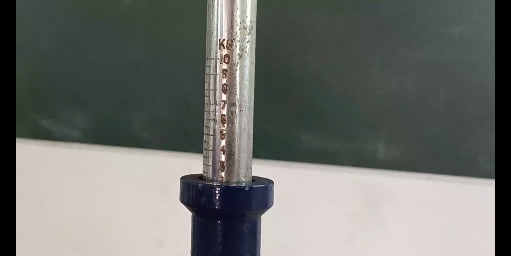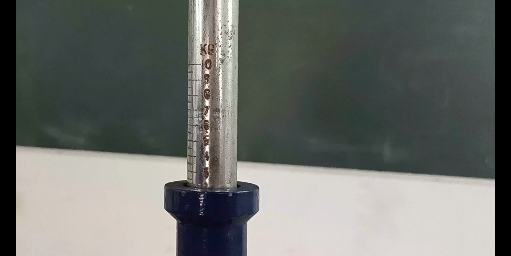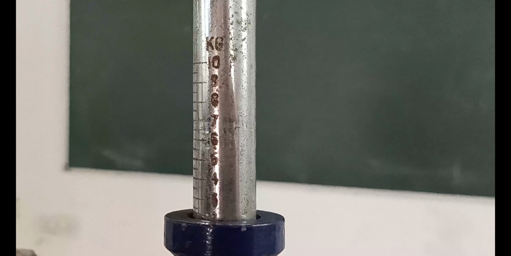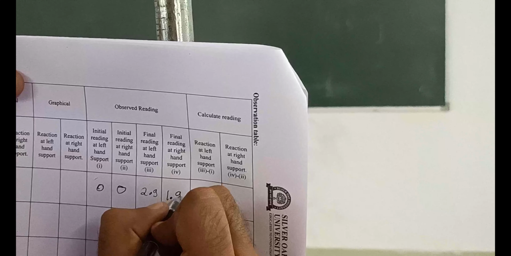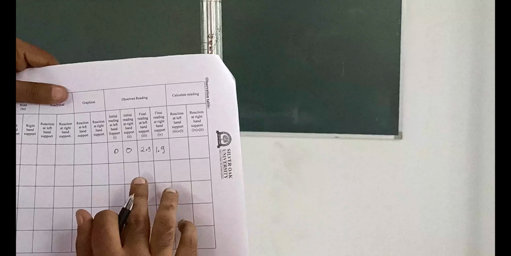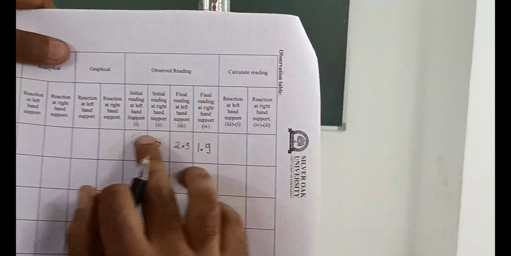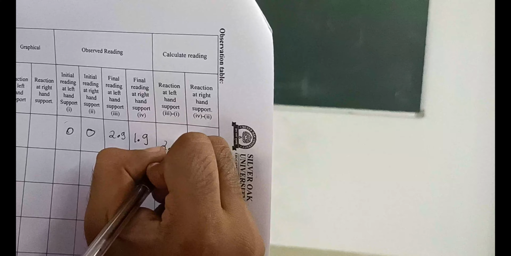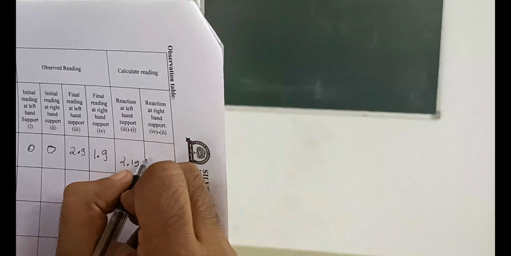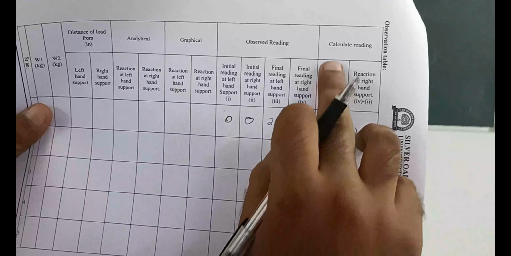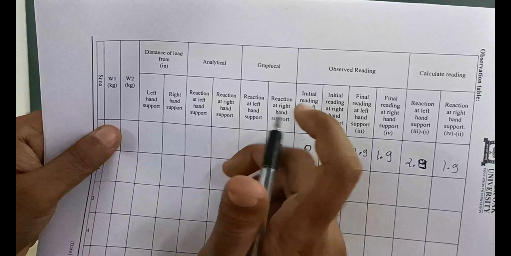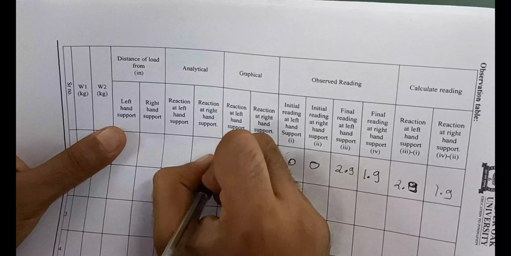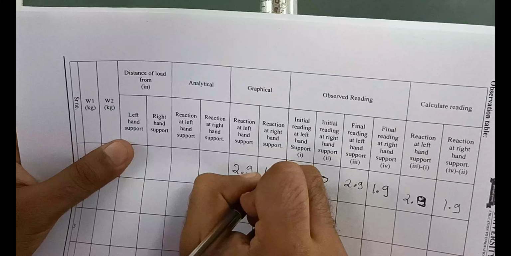Similarly here, it is almost 2, just before 2, so it will be 1.9. This is the observed reading. If you calculate 3 minus 1, it is 2.9, and 4 minus 2 is again 1.9. So the reaction at the left support will be 2.9, and the reaction at the right support will be 1.9. I am putting these values as the reaction in the graphical method, 2.9 and 1.9.